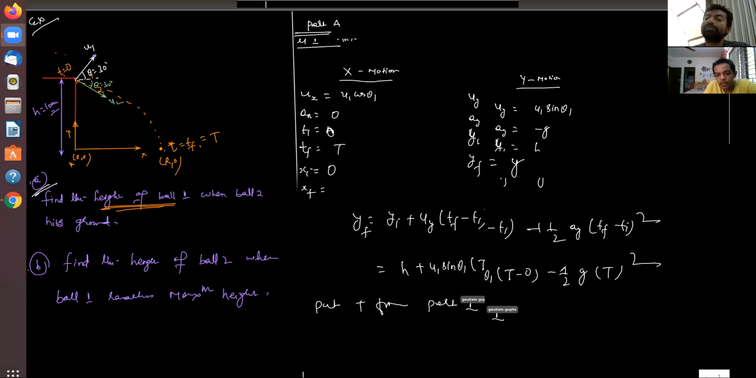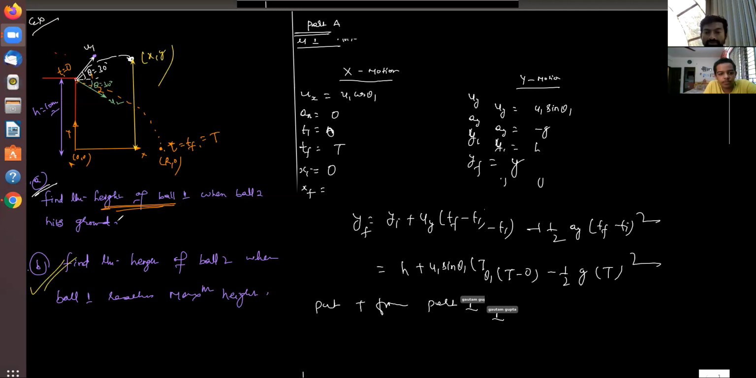That will give you the y coordinate, and that will be the height. Let's say it is somewhere here, and that is the y coordinate. Is that clear? This is the y coordinate. This point's coordinate will be x comma y. Similarly, you can try to do part 2.